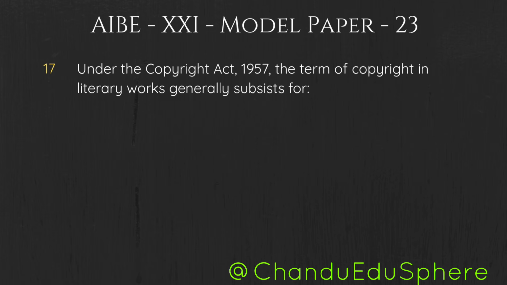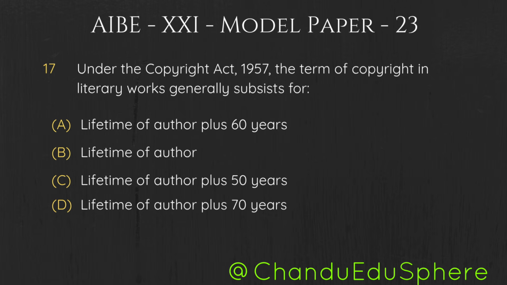Under the Copyright Act 1957, the term of copyright in literary works generally subsists for the lifetime of the author plus 60 years. Section 22 of the Copyright Act 1957 provides that copyright in a literary, dramatic, musical, or artistic work published within the lifetime of the author subsists during the author's lifetime and 60 years thereafter.